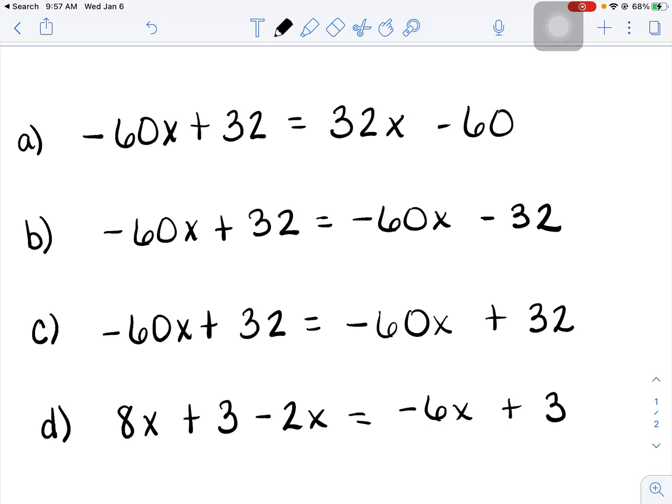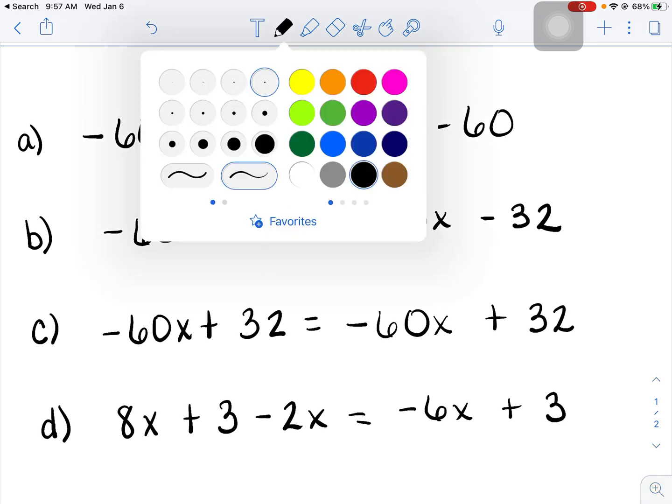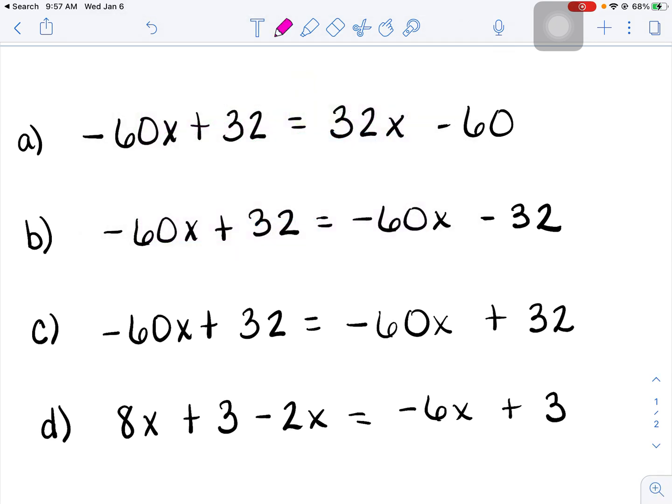Right, so we're going to talk about some hints on how to determine if it's one solution, no solution, or all solutions. If you're given an equation, the first thing I want you to look at is your numbers, your coefficients with your variables. We're going to underline these for you to see them.